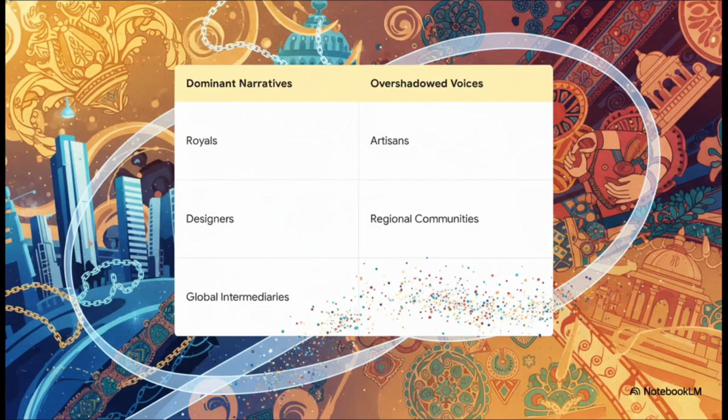Okay, so here's the argument. When powerful groups, people like former royals or big international designers, control the story, the real, authentic voices of our local artisans and regional communities can get completely lost in the noise. This view says culture isn't neutral. It's actually a site of power.